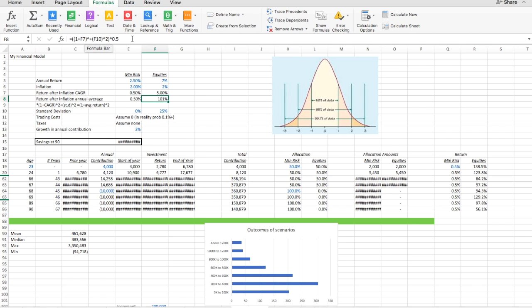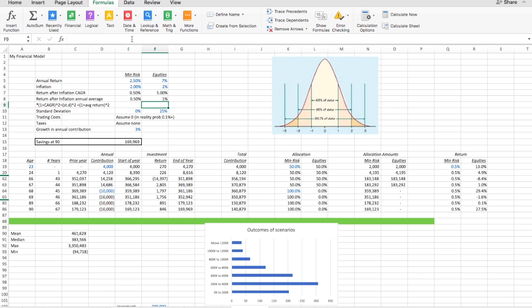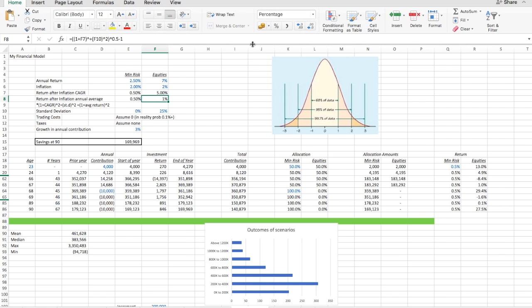Oh, we got a minus. 1 plus F7 squared, F10 squared, we got a minus 1. Well, that looks wrong. So let's see here, let's add. So that is clearly 7. Oh, I forgot to the power of 2. There you go. So that's right. So let's copy this into the minimal risk.